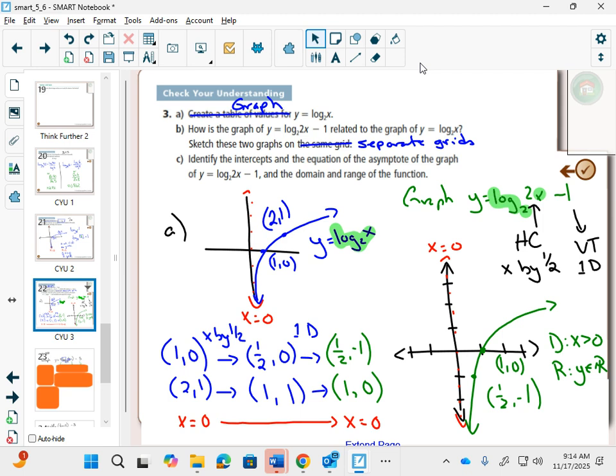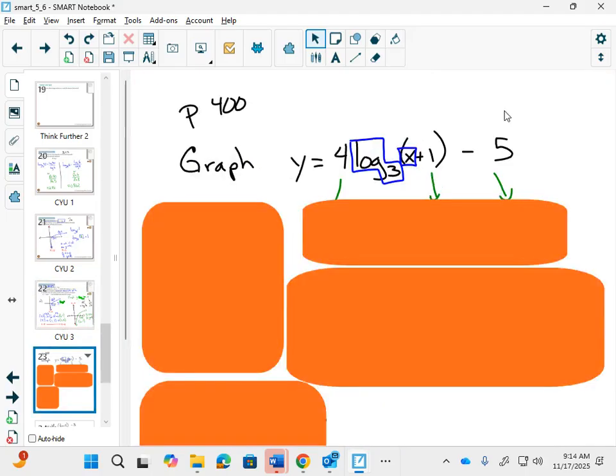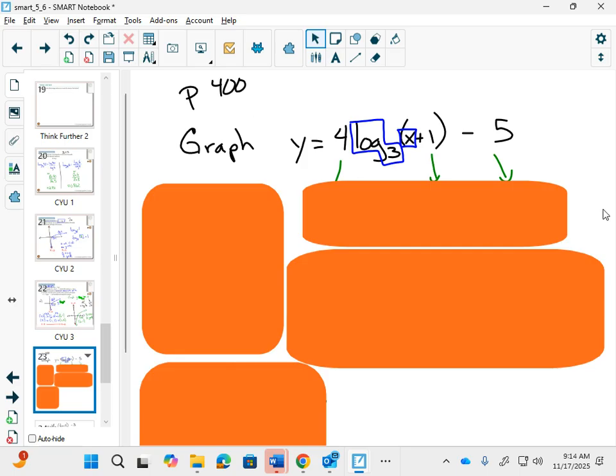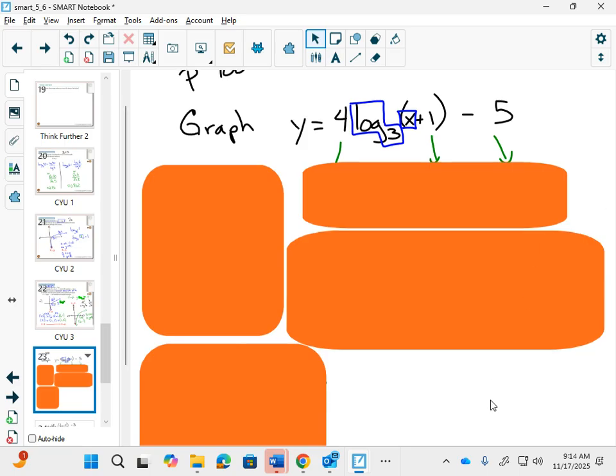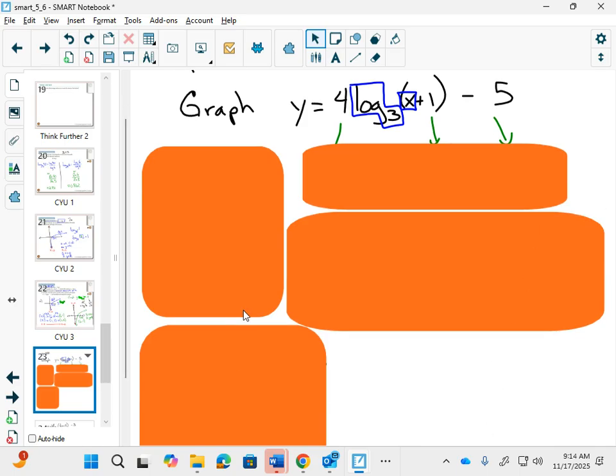So I've got 2 more graphs for you to try on your own, and then I'll put up the answers. So I would like you, and you have space on page 400, to graph 4 log base 3 of x plus 1 minus 5. And I'll put up the answer in a second.